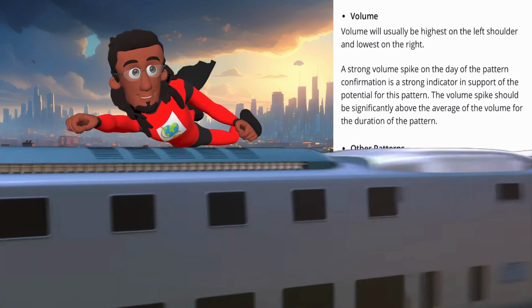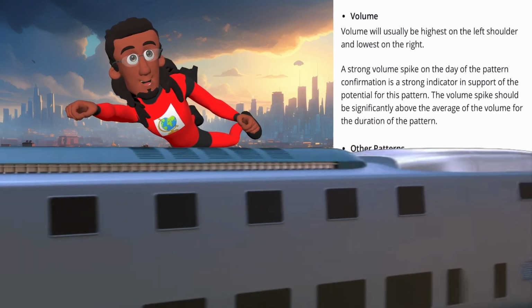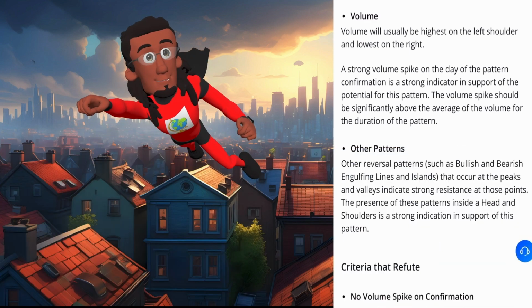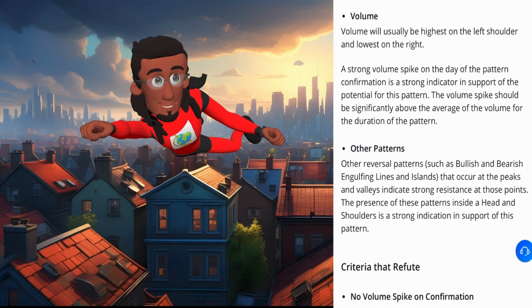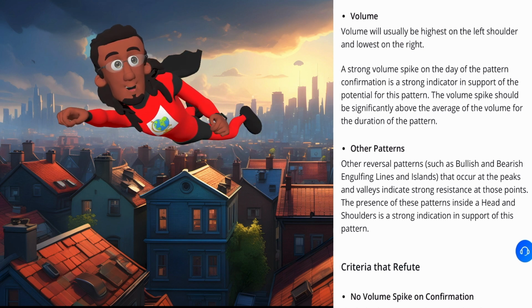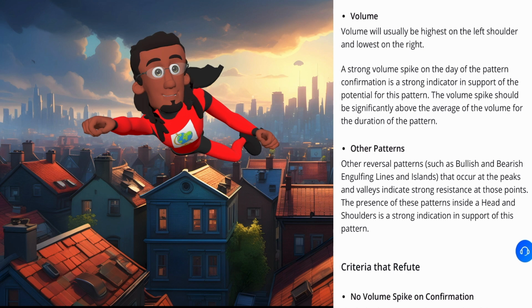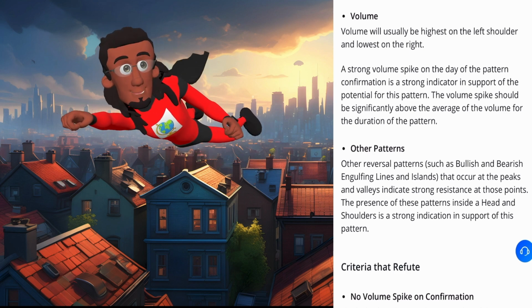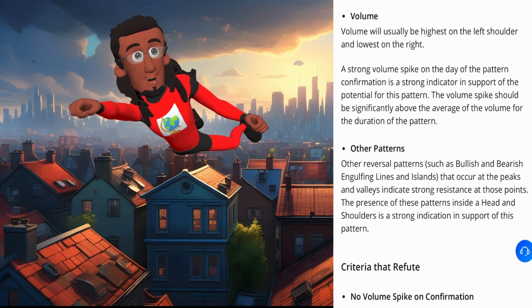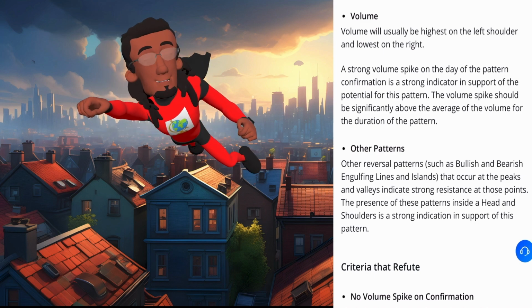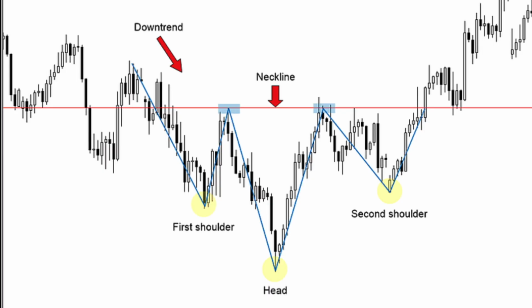Okay, so the volume again, volume. Volume will usually be higher on the left shoulder and lower on the right. A strong volume spike on the day of the pattern confirmation is a strong indicator in support of the potential for this pattern. The volume spike should be significantly above the average of the volume for the duration of the pattern. All right, so that's crucial.